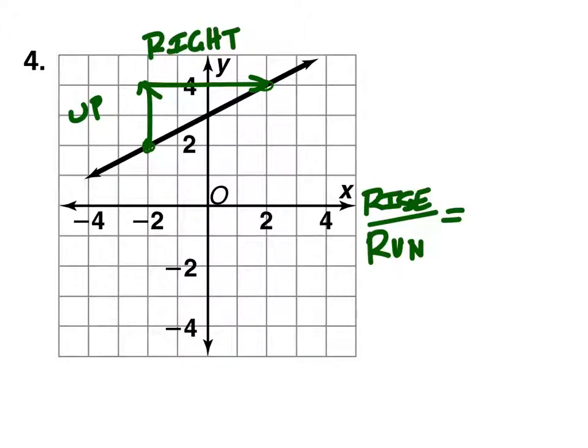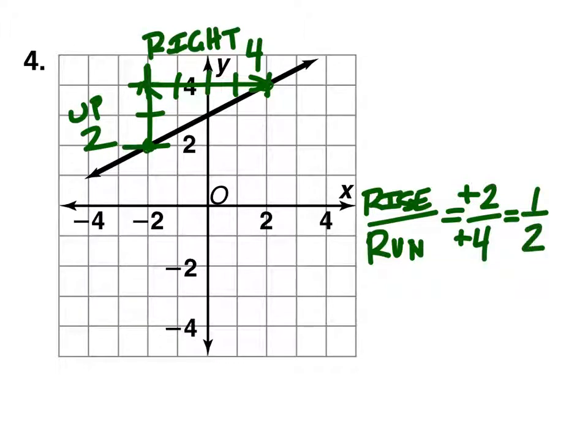So for my rise, it's going up. So that's going to be positive 1, 2. So that's a positive 2 for the rise. And then the run, which goes to the right, starting here, 1, 2, 3, 4. And that's positive 4 because it goes to the right. And this would simplify to 1/2. That would be the slope of this line on number 4.